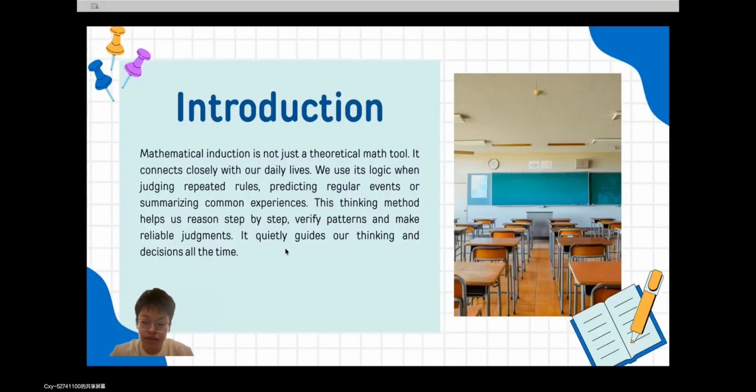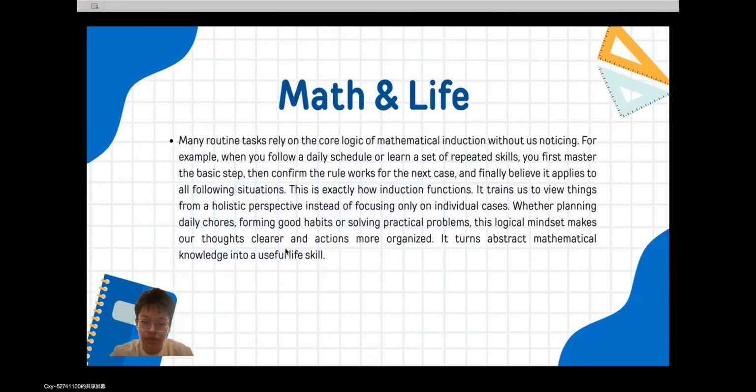Mathematical induction rests on two simple steps. First, prove the starting case works. Second, prove that if any case works, the next one does too. That's it. With those two, we can conclude the rule holds for all cases. Now to daily examples.